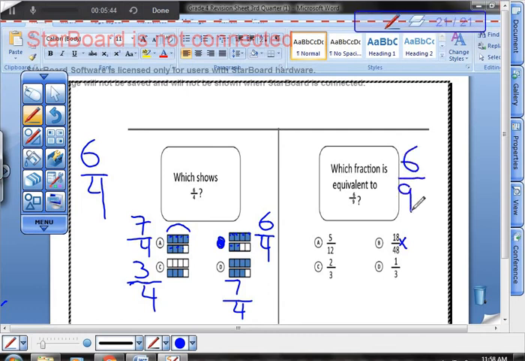Can we divide by 2? 6 divided by 2 equals 3, yes, but 9 cannot be divided by 2. It's not divisible by 2. 9 is an odd number, and any number that can be divided by 2 must be an even number. So what is the common factor between 6 and 9? It's 3.